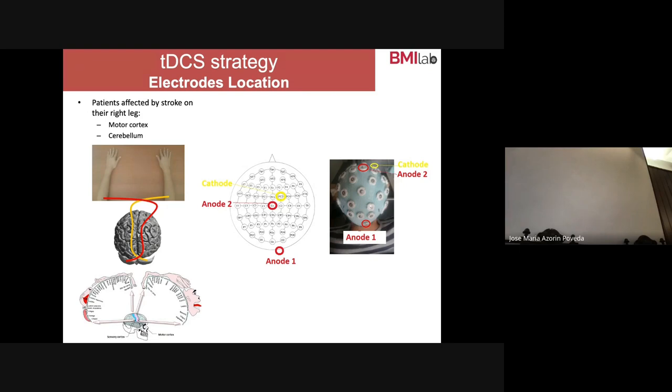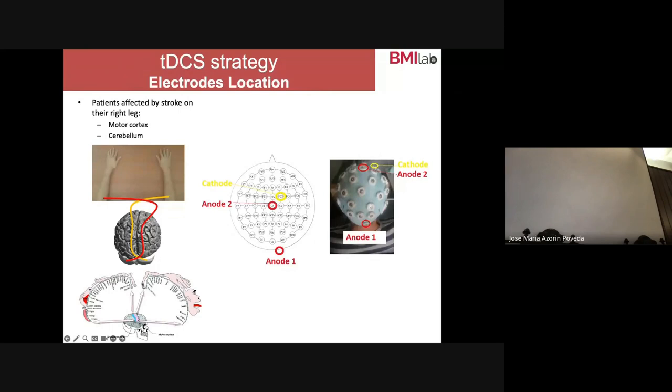In this case, we decided on one strategy of stimulation, thinking about people that were affected on the right leg. They were having problems walking, but they were mostly affected on the right leg. As we know, the representation of the legs in the brain is just in the middle of both hemispheres.